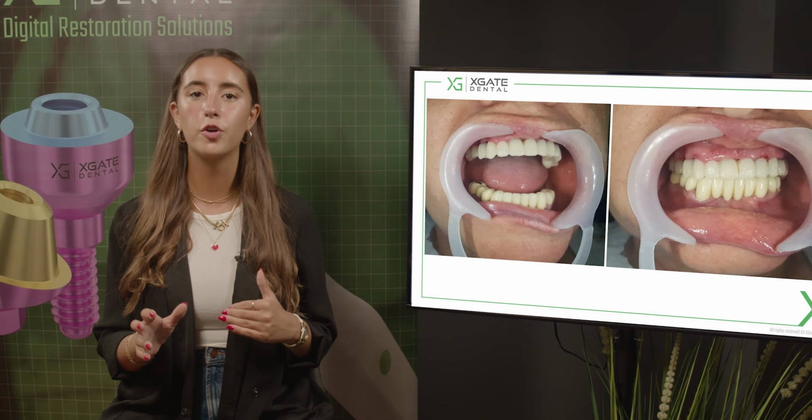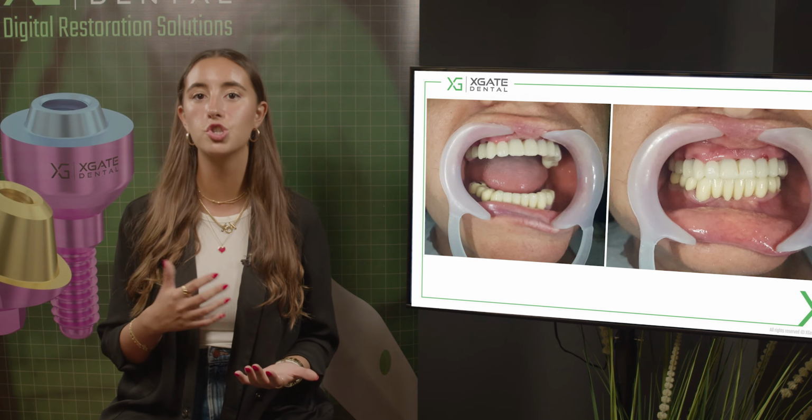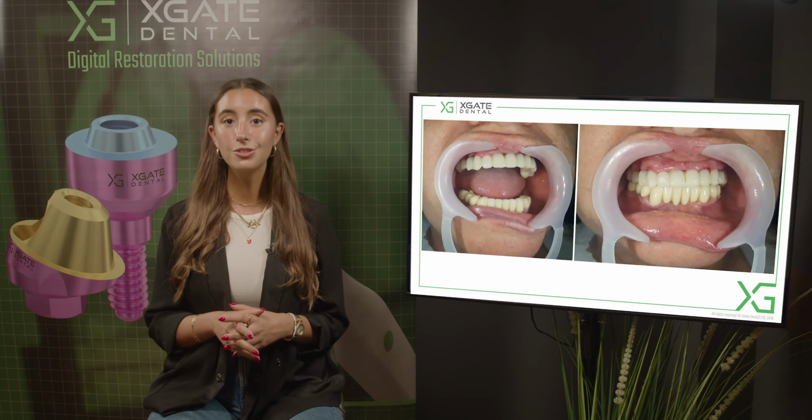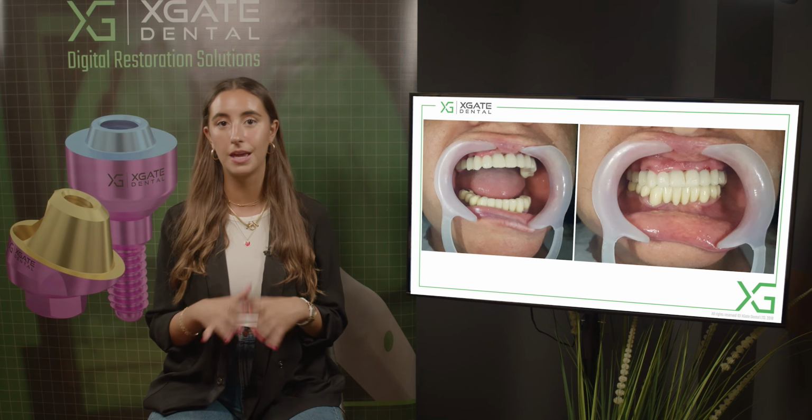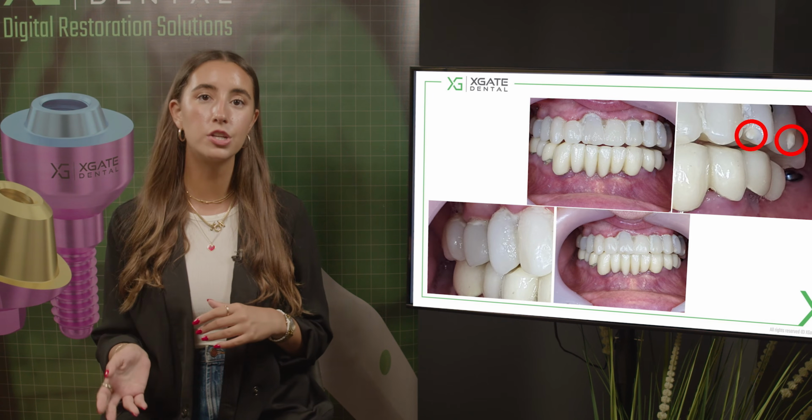Now we would send her home for about 3 to 4 months, and then when she comes back, we start changing the lower bridge. Also, extract the teeth, place implants, and make a provisional bridge. Same procedure as before. After 4 months, you can see she came with a bridge.